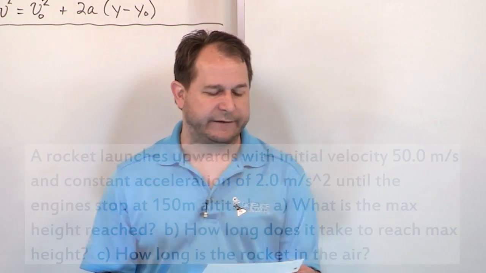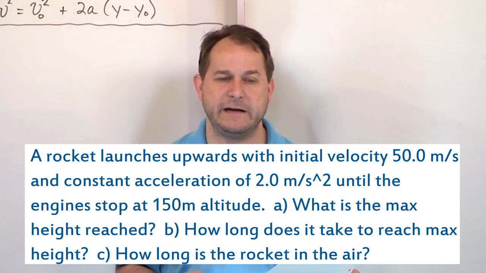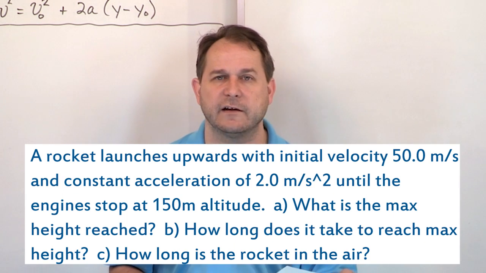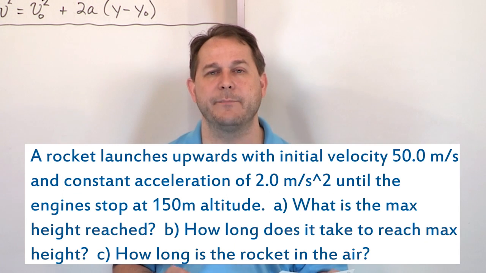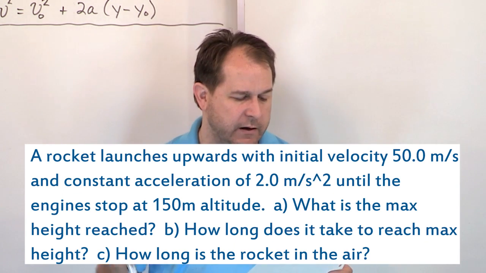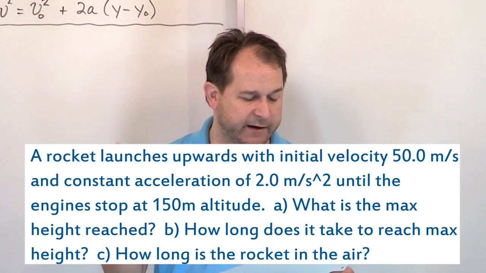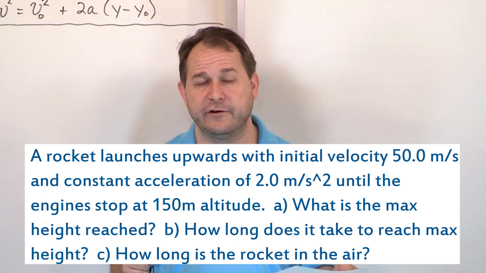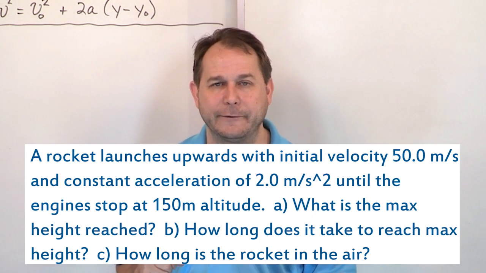So the problem goes like this. A rocket launches upward with initial velocity of 50 meters per second and a constant acceleration of 2.0 meters per second squared until the engine stops at 150 meters of altitude. And we have three questions. The first one is, what is the maximum height reached by the rocket? The second one is, how long does it take to reach that maximum height? And the third one is, how long is the rocket in the air?